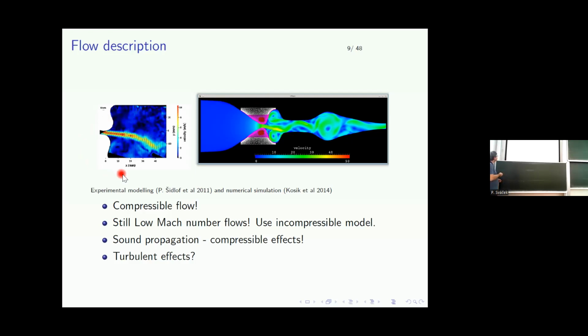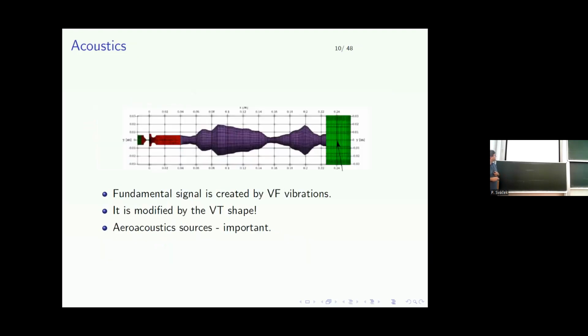Here are some measurements. This is not a measurement from the vocal tract, but there are lots of experiments available. This was performed in 2011, I think in Paris, where there was a model of vocal folds, and this is a PIV measurement of the flow velocities, where you can see the jet entering the fluid domain with lots of vortices located in it. So we need to take care of this in our simulations.